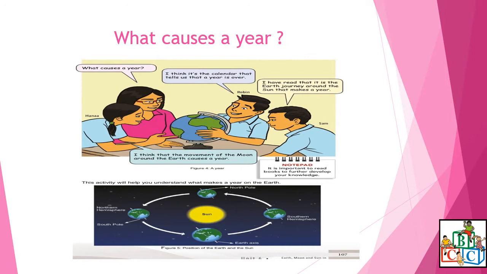This activity will help you understand what makes a year on the earth. You have the Earth, which consists of the equator, the North Pole, and the South Pole. You have as well the Northern Hemisphere and the Southern Hemisphere.